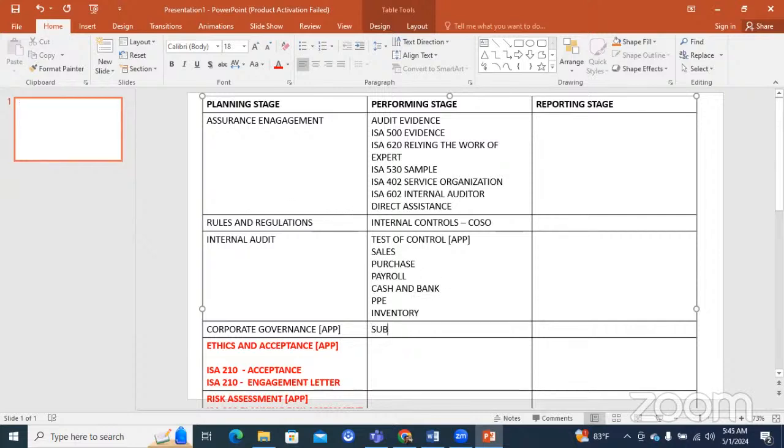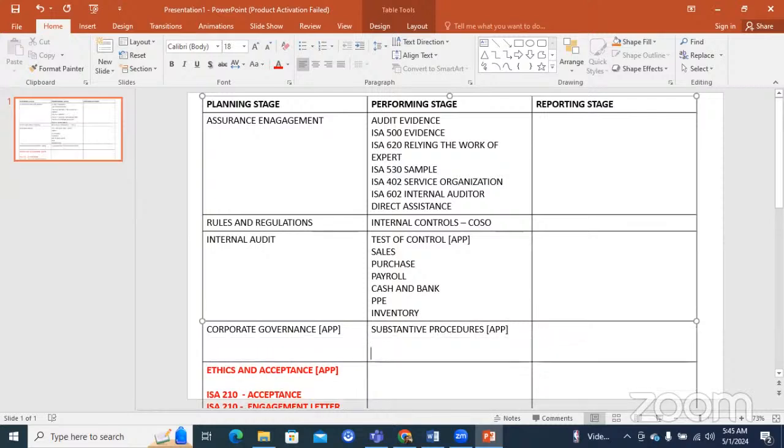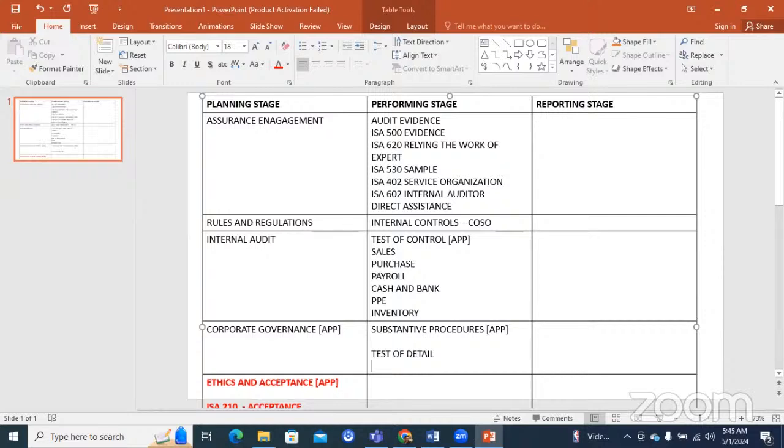And then substantive procedures, another important area. 20 to 25 marks are covered here, right? Under substantive procedures, you might study the test of detail, and you might study the substantive analytical procedures.